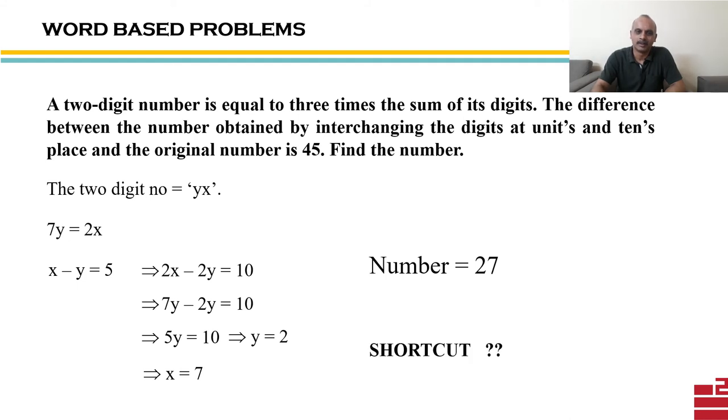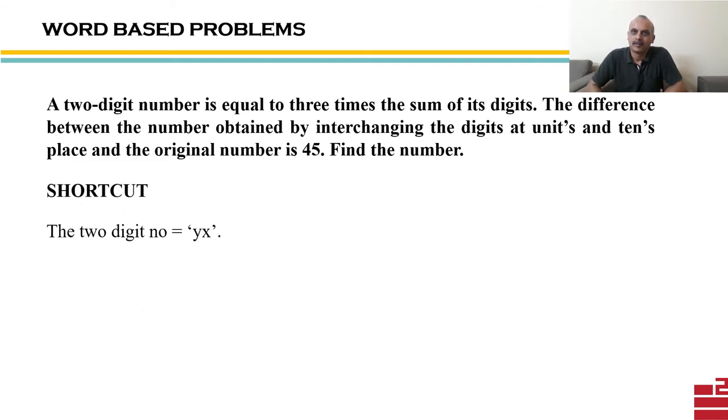Let's move ahead. Do we have a shortcut for this? In this shortcut, please understand the 2-digit number was taken as yx, and from the first sentence our equation was 10y plus x is equal to 3 times of x plus y. This you would recall, and which upon simplification gives me 7y equals 2x.